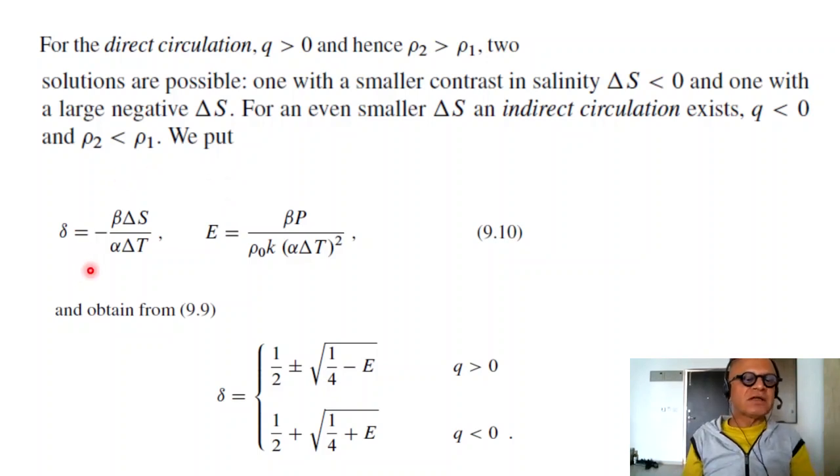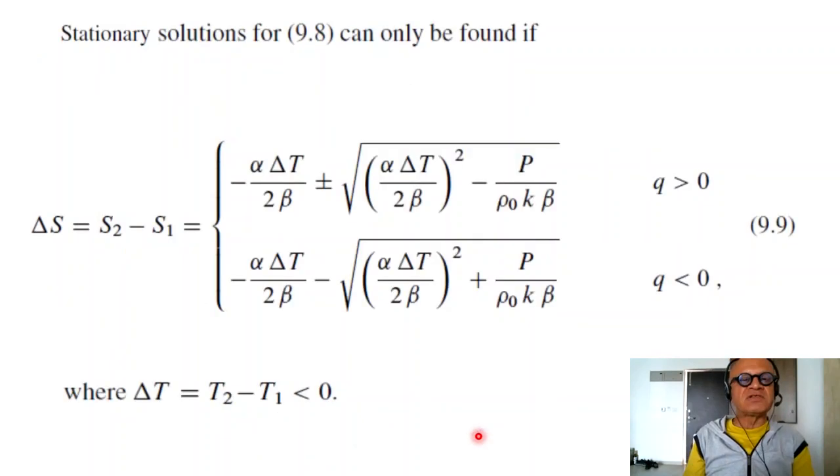So we put delta equal to minus beta delta S or alpha delta T, write E as a parameter of beta P or rho 0 K alpha delta T squared, and we obtain from this equation again delta is 1/2 plus or minus the square root of 1/4 minus E for transport, let's say northward, or 1/2 plus the square root of 1/4 plus E for transport being southward, remembering what Q is, right?